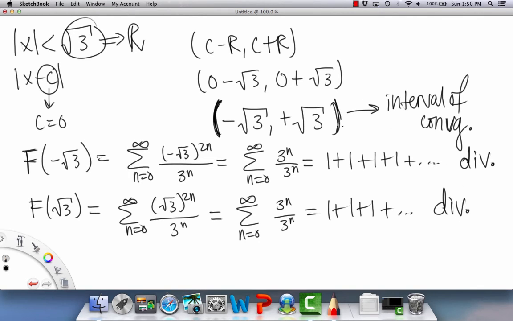So both are rounded brackets. Yeah, so this is basically our answer. We did have to check the endpoints though, because sometimes it will converge at one endpoint and not another, or sometimes it converges at both even. And in that case, then you'll have the square brackets, like looking like this, the closed ones. Okay?